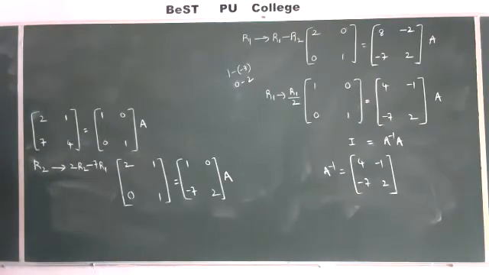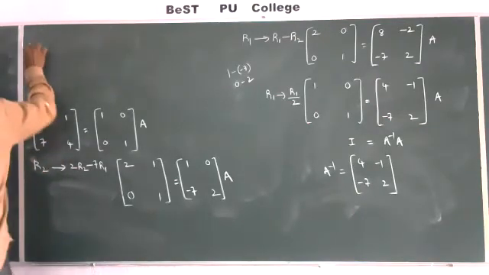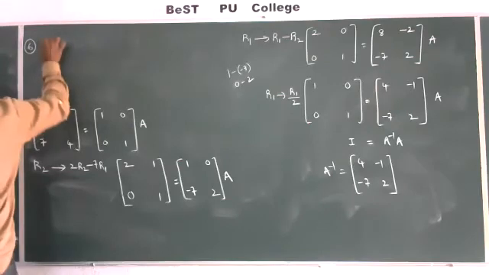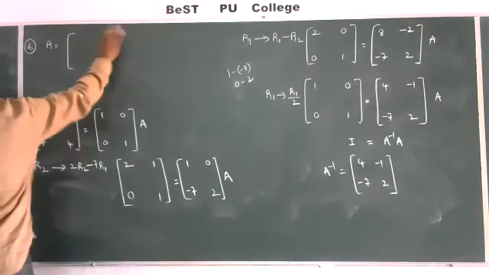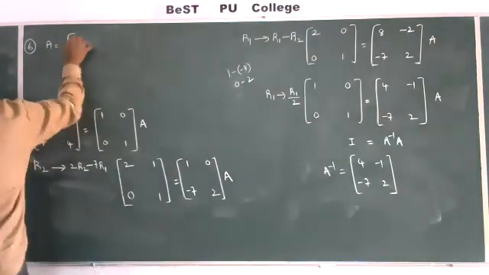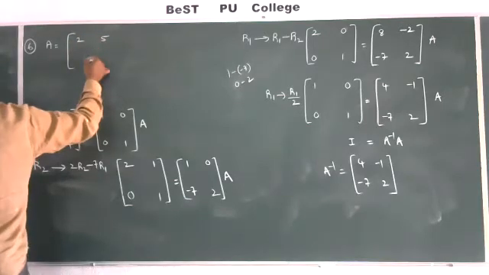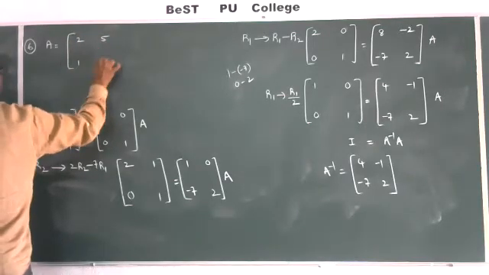Yes, sixth question. A is equal to matrix 2, 5, 1, 3.